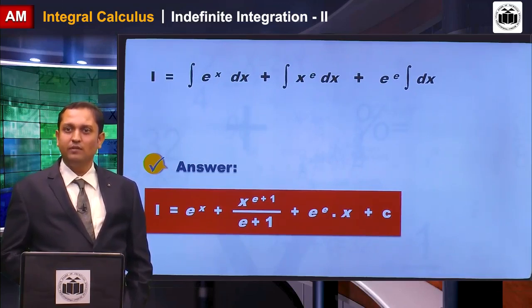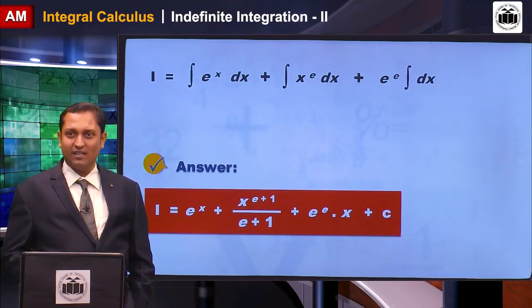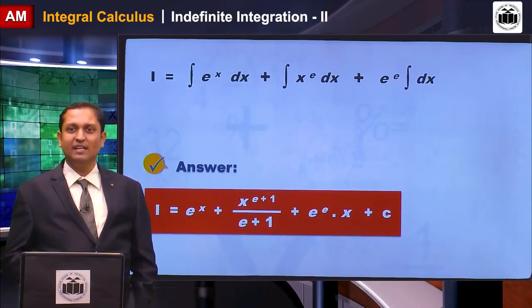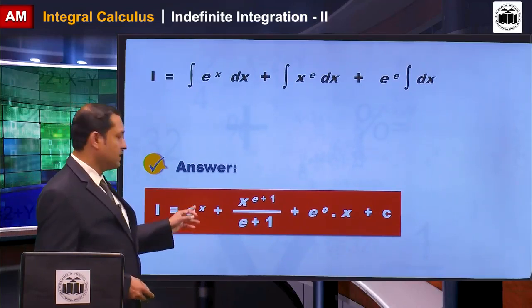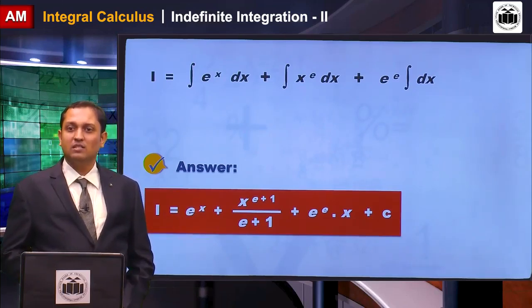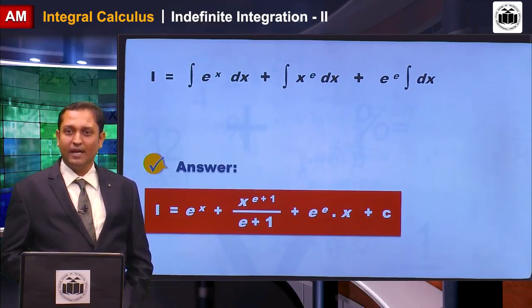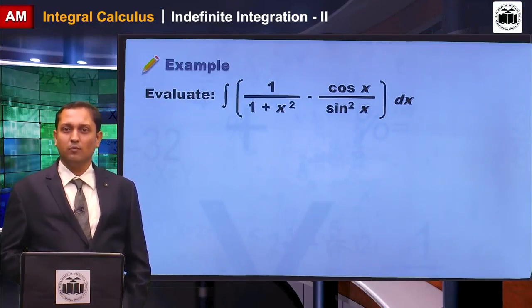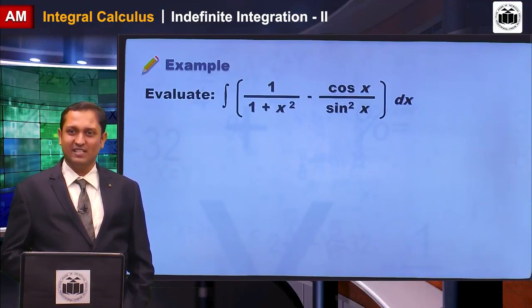And come to the third part, e raised to e integral dx. Now we all know that integral dx is nothing but x, so the answer will be e raised to e into x. Answer for the third part. The total answer you can see: e raised to x plus x raised to e plus 1 upon e plus 1 plus e raised to e into x plus c. Come to the second example. Evaluate integral 1 upon 1 plus x square minus cos x upon sin square x dx.